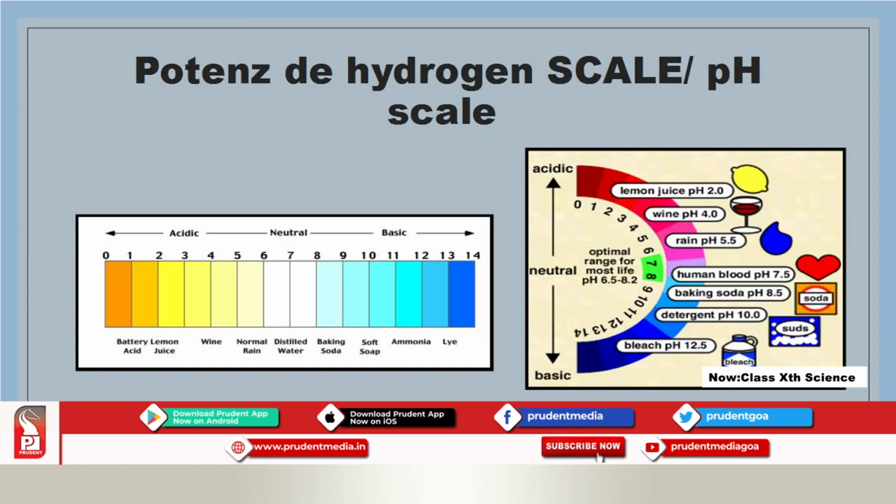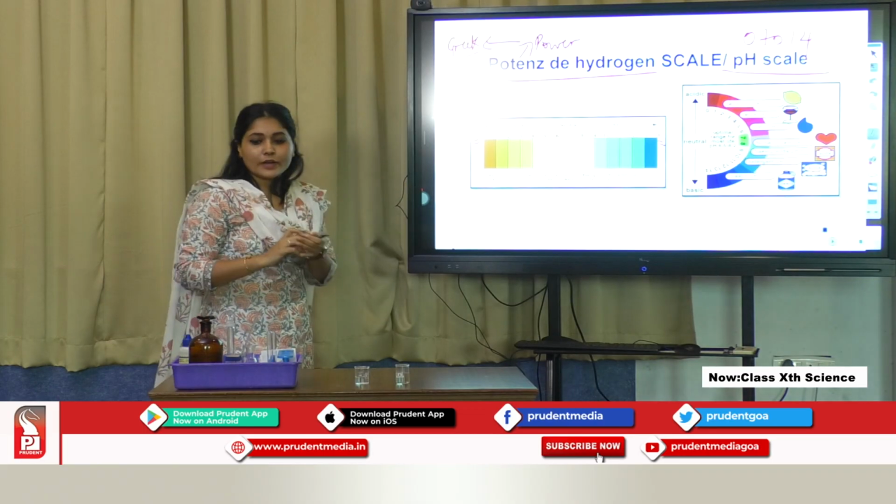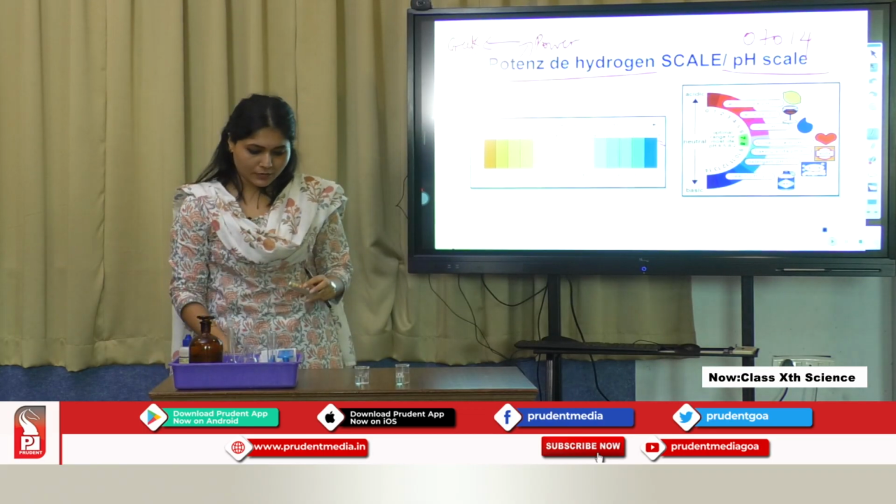Every substance that you use has a different pH value. You can see some common substances shown here. Lemon juice pH 2.0, wine pH 4.0, rain pH 5.5, human blood pH 7.5. What do these numbers indicate? They tell you about the strength of acids and bases. How will you come to know what number corresponds to what? Do not worry, we have something called pH paper.